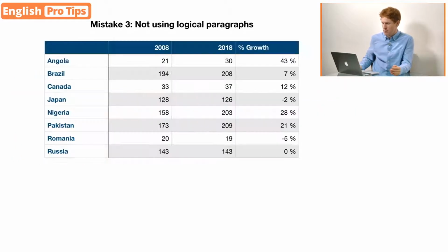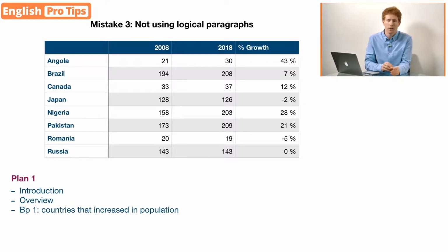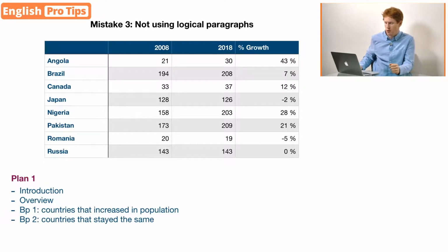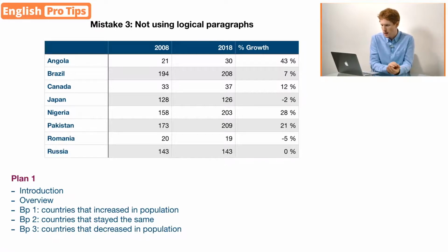Okay, mistake number 3, not using logical paragraphs. So I'm going to show you 2 different plans, and I want you to think about which plan you think is more appropriate for this task. Plan number 1, we have the introduction first, the overview, and then BP1 stands for body paragraph 1. So in body paragraph 1, we would have the countries that increased in population. In body paragraph 2, we would have countries that stayed the same. And then in body paragraph 3, we would have countries that decreased in population. So in total, we have 5 paragraphs.